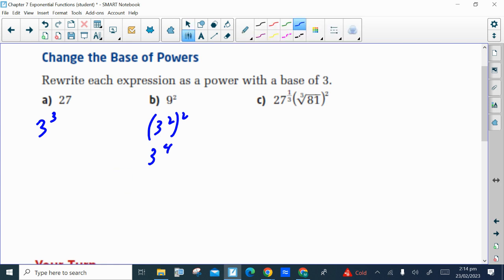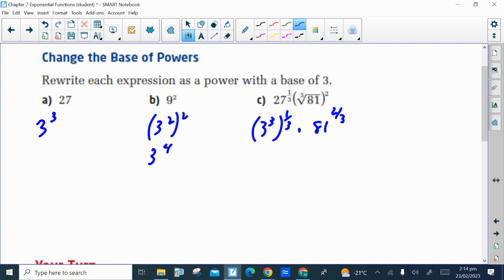Okay? C is obviously a bit more complex, but it's the same process. We can express 27 with a base of 3, that's 3 cubed. Because the 27 is raised to the 1/3, the 3 cubed would be as well. Also, the cube root of 81 squared could be written as 81 to the power 2/3. You might remember this. We learned about this in 10.